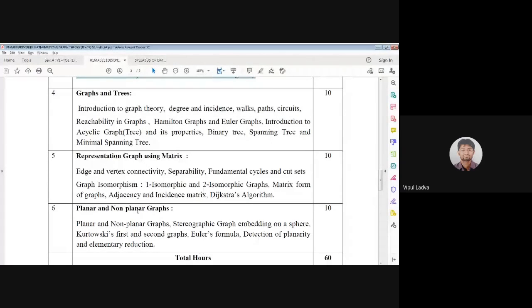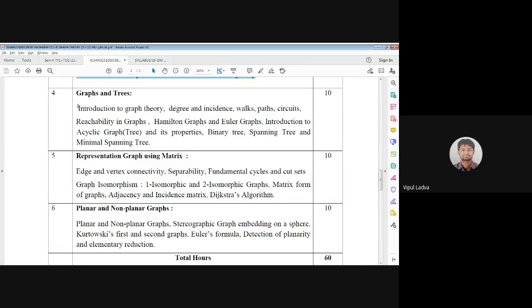And the last 3 units, unit numbers 4, 5, and 6, we are having actually 6 different units, and we are supposed to cover the 6 different units in this particular semester, and the last 3 units belong to graphs. In these 3 units, we are going to study graphs, trees, how we can represent a graph with the use of matrices, matrix to graph, graph to matrix, what is a planar graph, a non-planar graph, all that stuff. We have divided that entire stuff into 3 different units.